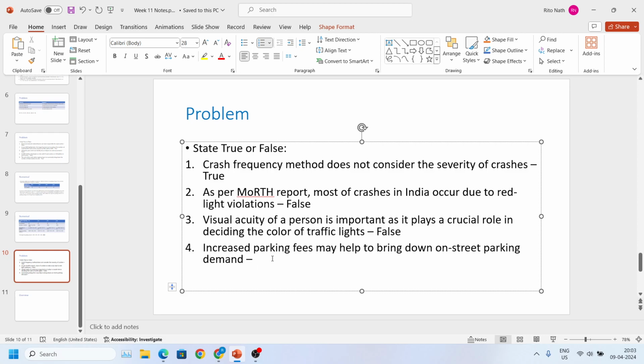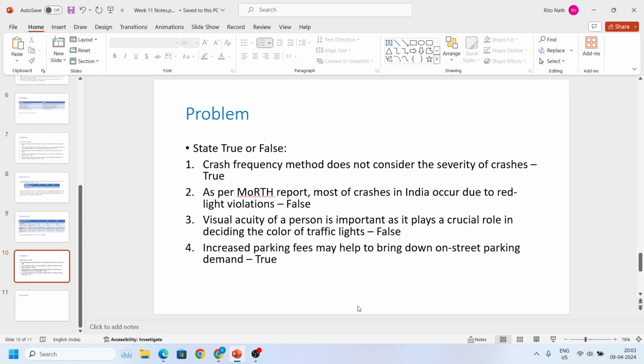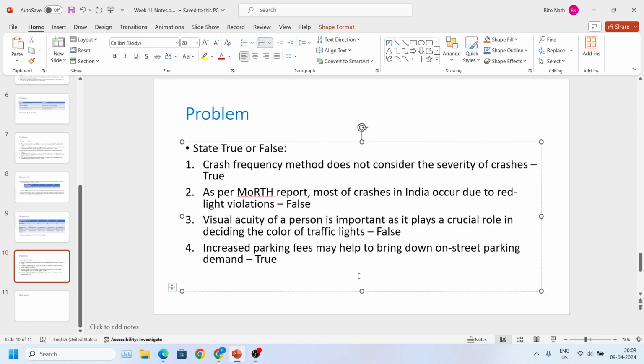And then, increased parking fees may help to bring down on-street parking demand. So that was true. So yeah, this is the answer. These were discussed in the lectures. So if you go back to the, yeah, go ahead.